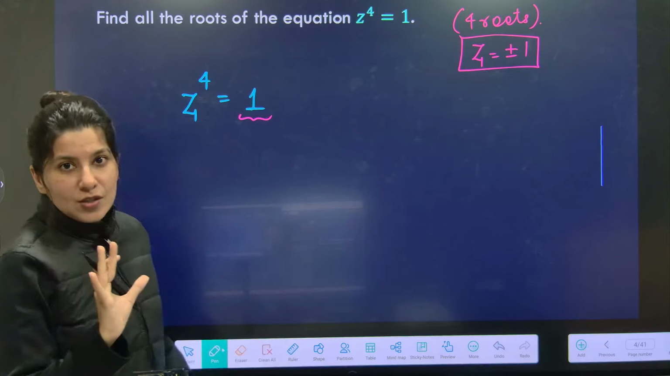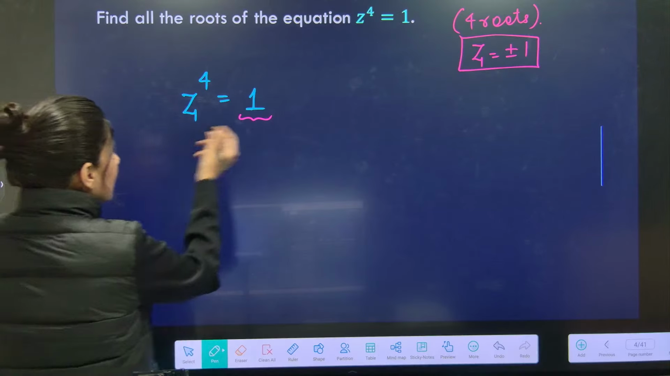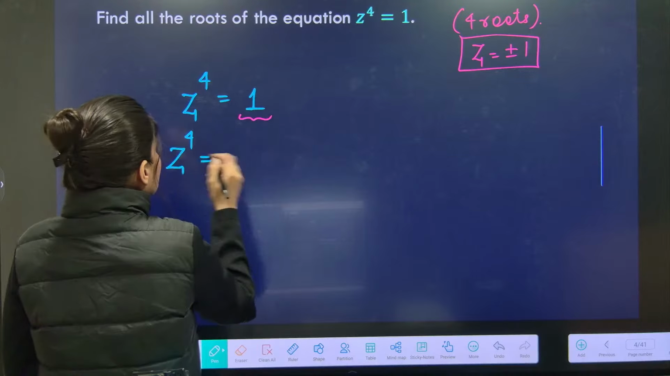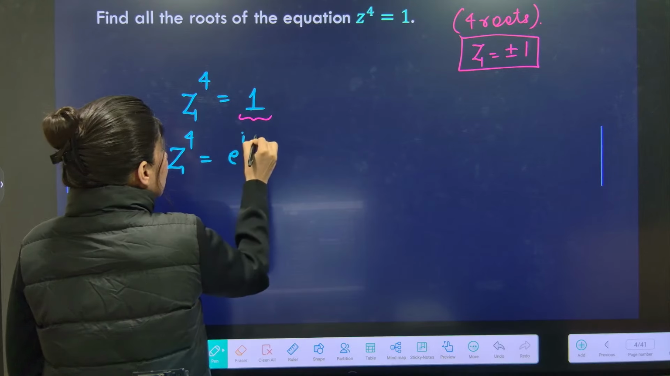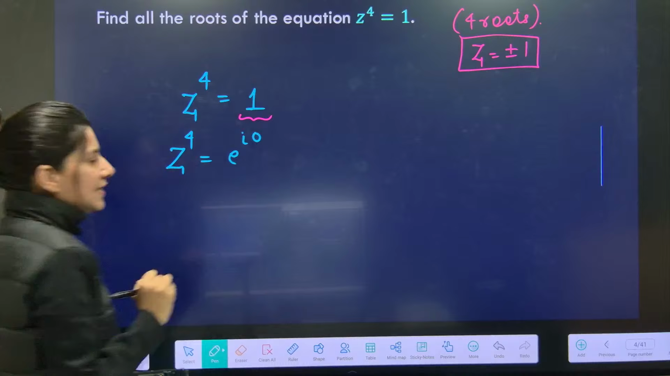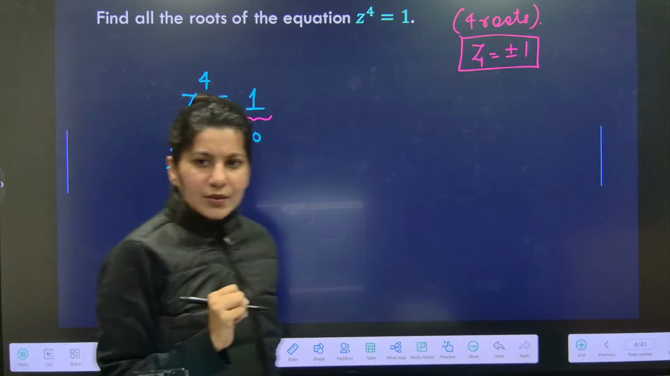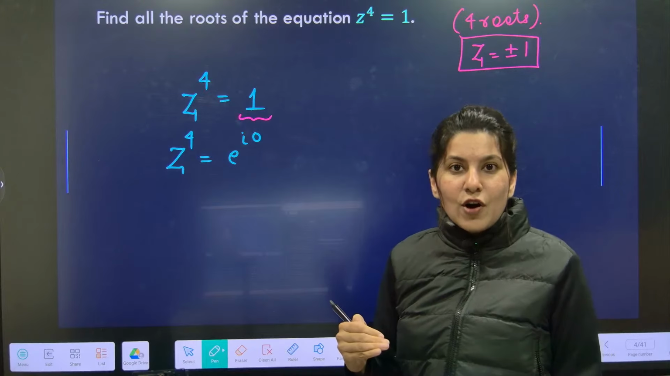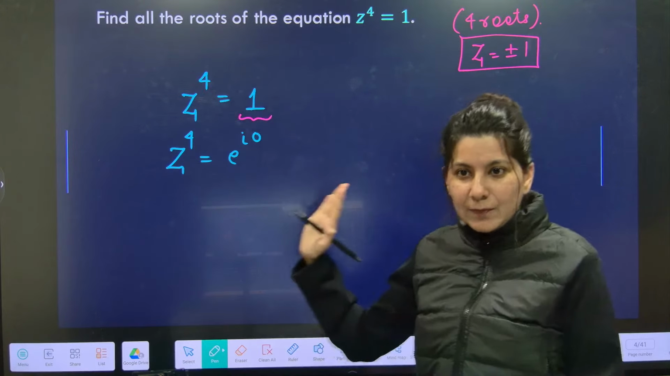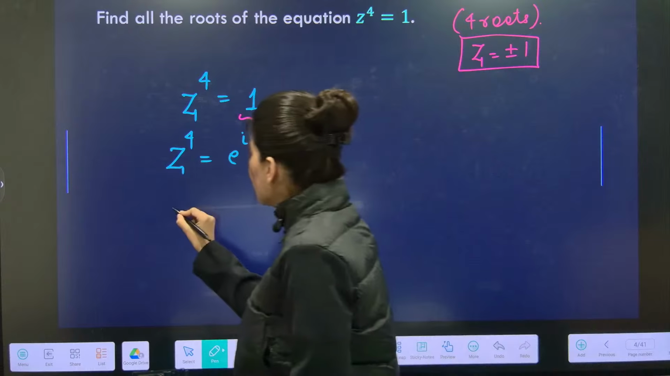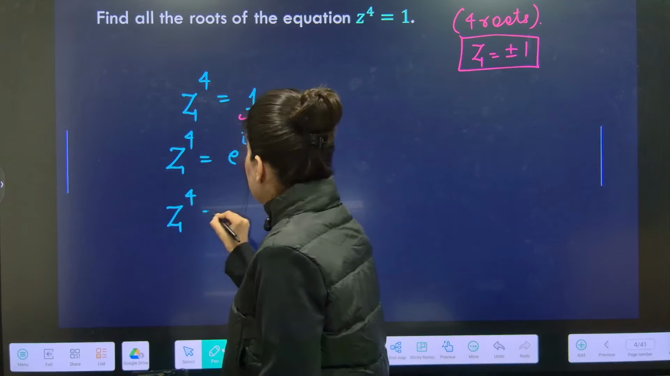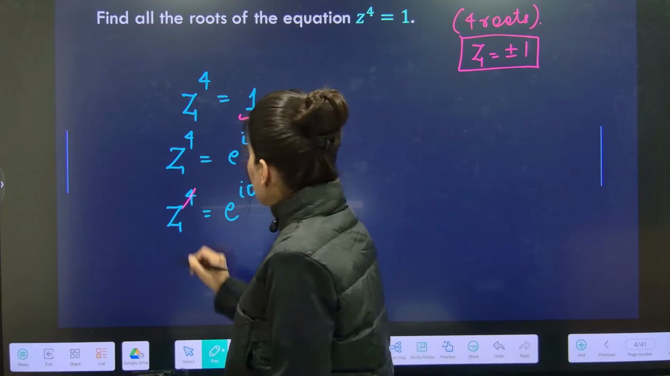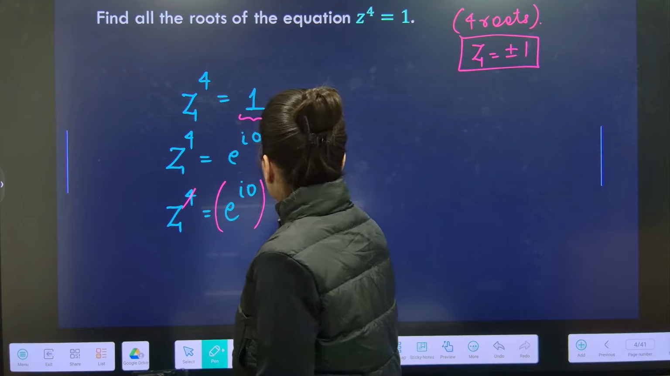So de Moivre's theorem we are going to use. First of all, z power 4 is equal to 1. Euler's form of 1 is e power iota into 0. Correct? So z power 4 is equal to e power iota 0. Now I am going to remove the 4 and apply the power 1 by 4.